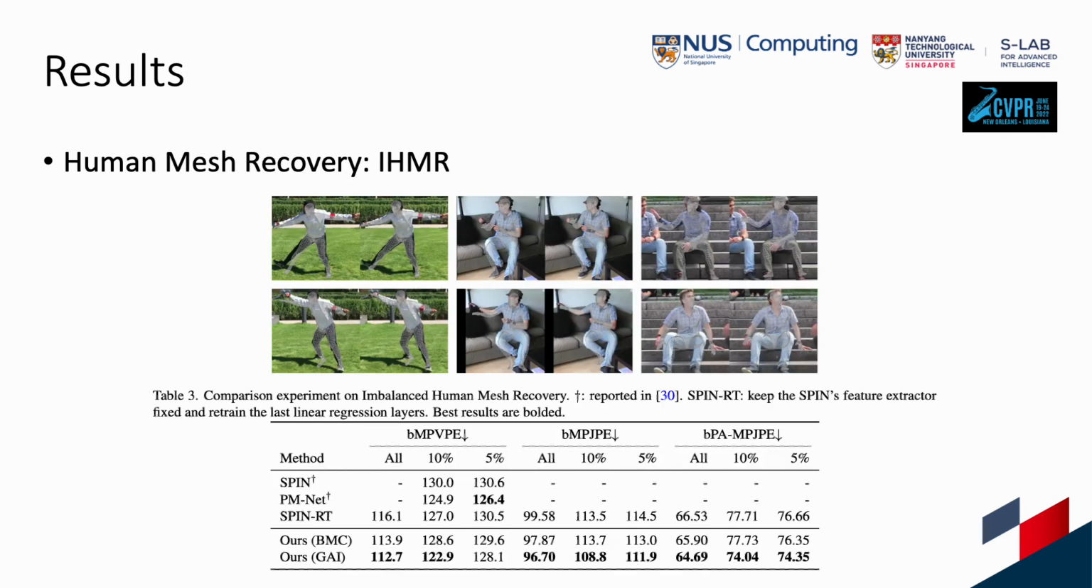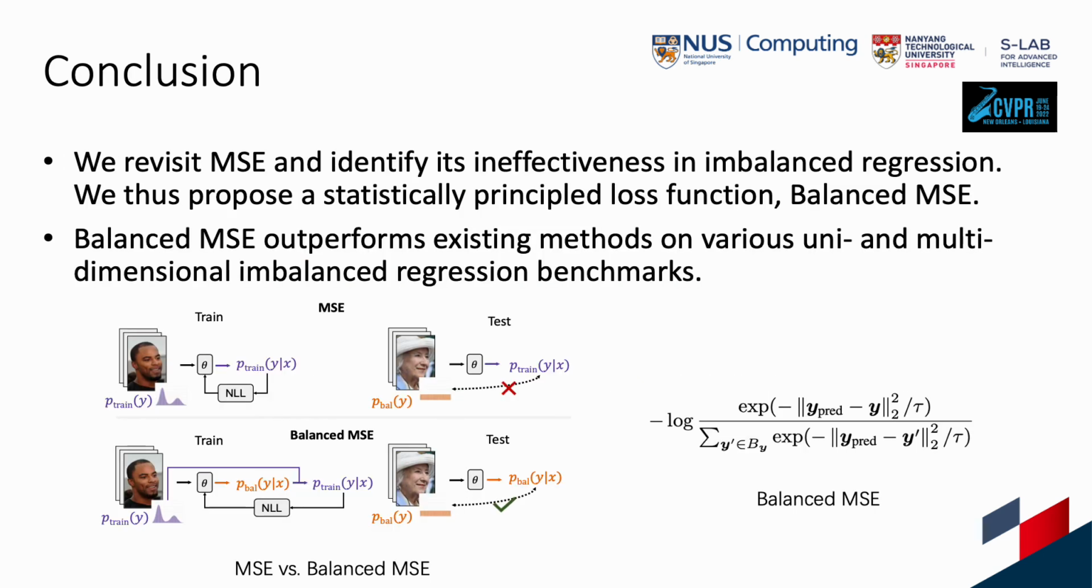We also propose a new real-world benchmark for multidimensional imbalanced regression on human mesh recovery. Again, balanced MSE achieves the best results. Qualitatively, it eliminates the bias towards the mean pose and effectively recovers rare poses.